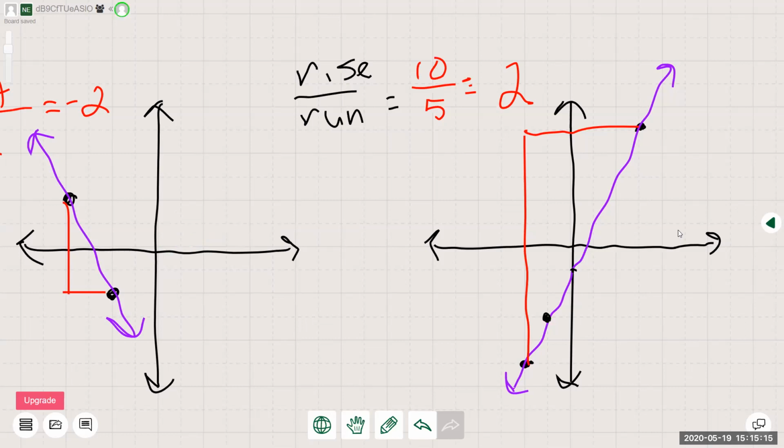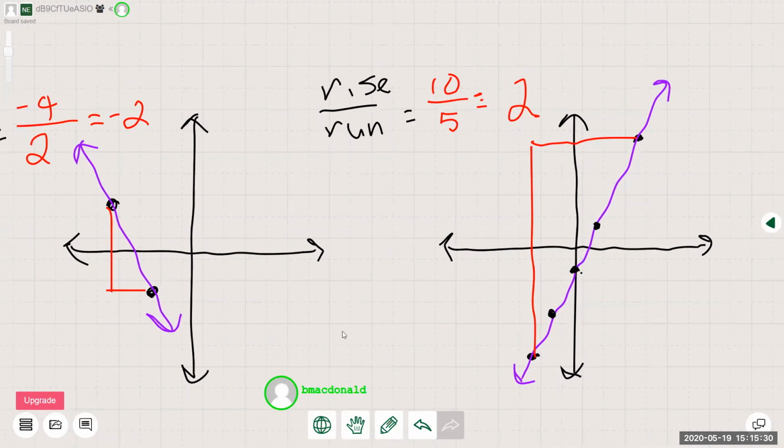And it's the same thing. You can keep doing that. You can go up 2 over 1, and you find another point on the line. And every time you do that, you should fall on another point on the line. So it's a fairly simple method for doing that.